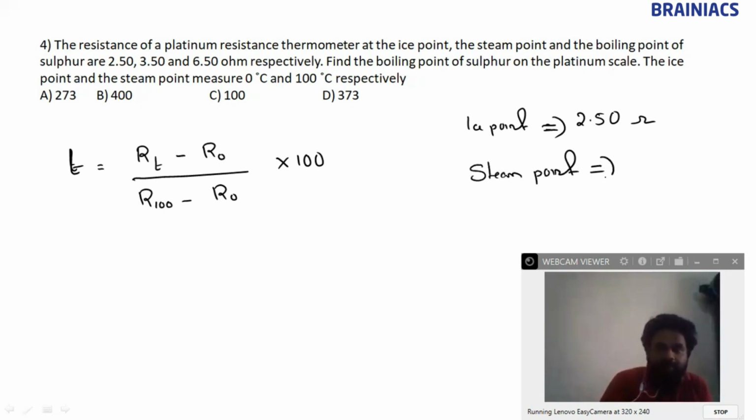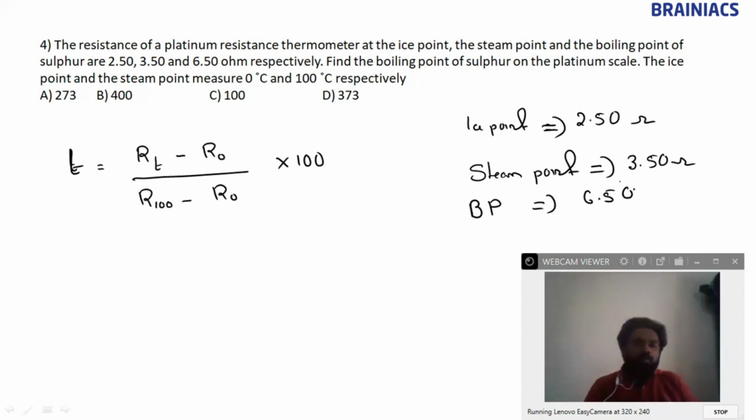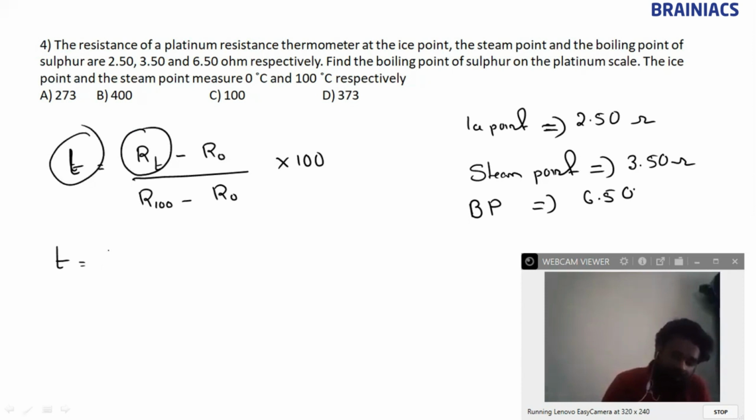What is steam point? 3.50. Then boiling point. Boiling point is given as 6.50. Now what we need to find is the boiling point of sulfur. So let us consider that this temperature is the boiling point. Now let us put the resistance of boiling point at this place. This is what we need to find.